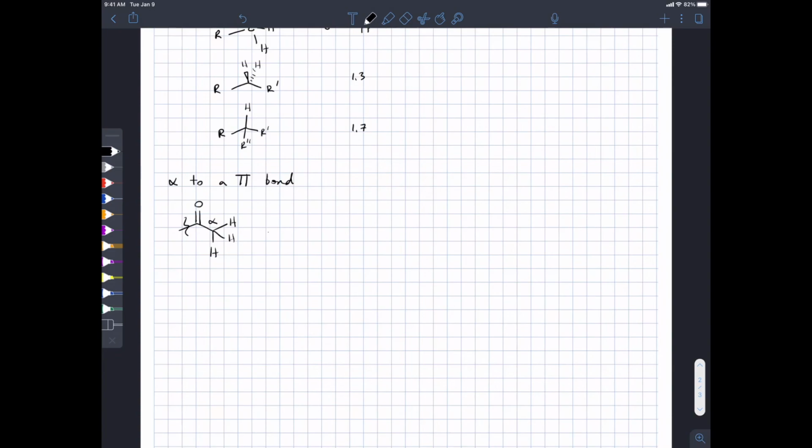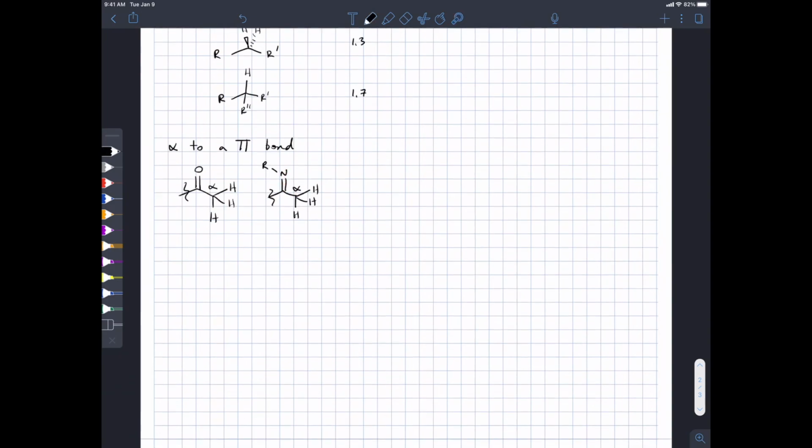Alternatively, there's another functional group you might not be aware of. You'll learn about it in 352. You don't have to memorize it or anything. It's called an imine, but there is a carbon-nitrogen pi bond, and if you're at the alpha position, you also tend to show up in this region of the spectrum, 1.5 to 2.5 ppm.